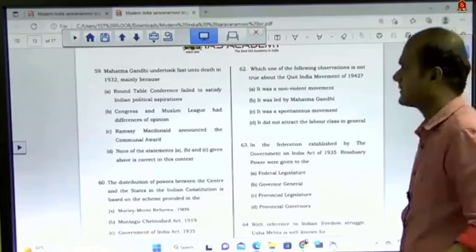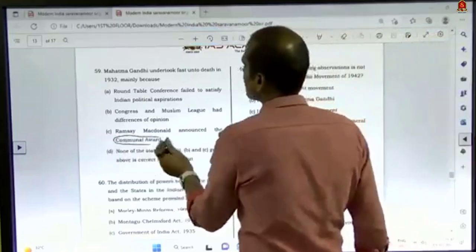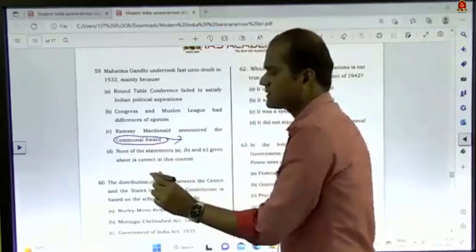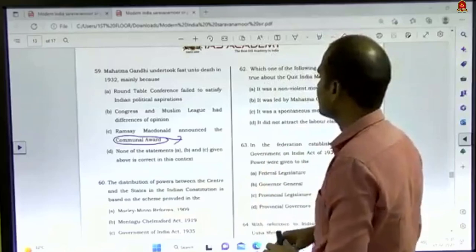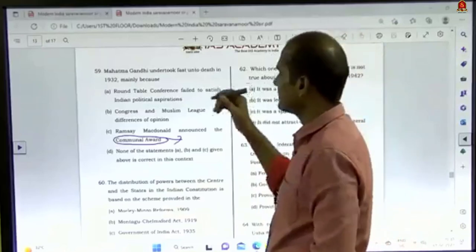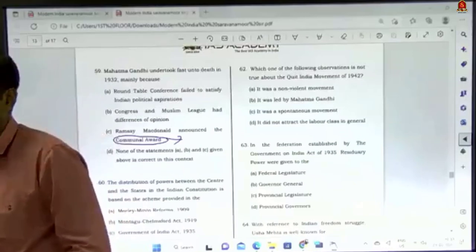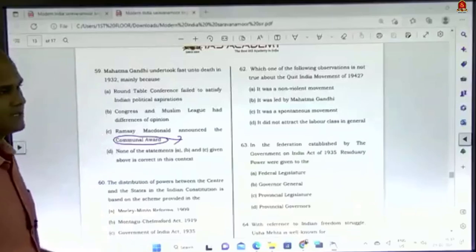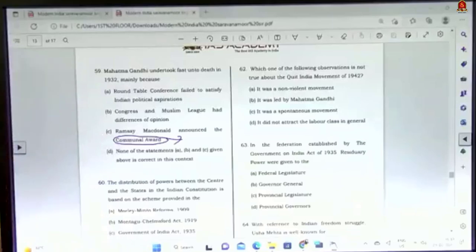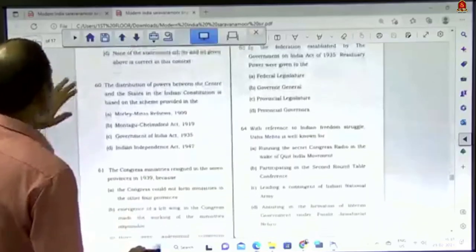Congress and Muslim League had different opinions around Ramsay MacDonald's Communal Award. What is the Communal Award? A separate electorate system for the depressed class people. That is called the Communal Award, and that is the main reason. Against that, he went for fasting unto death in the Pune Yerwada jail. After that, negotiation with Indian leaders like Ambedkar led to the Pune Pact.